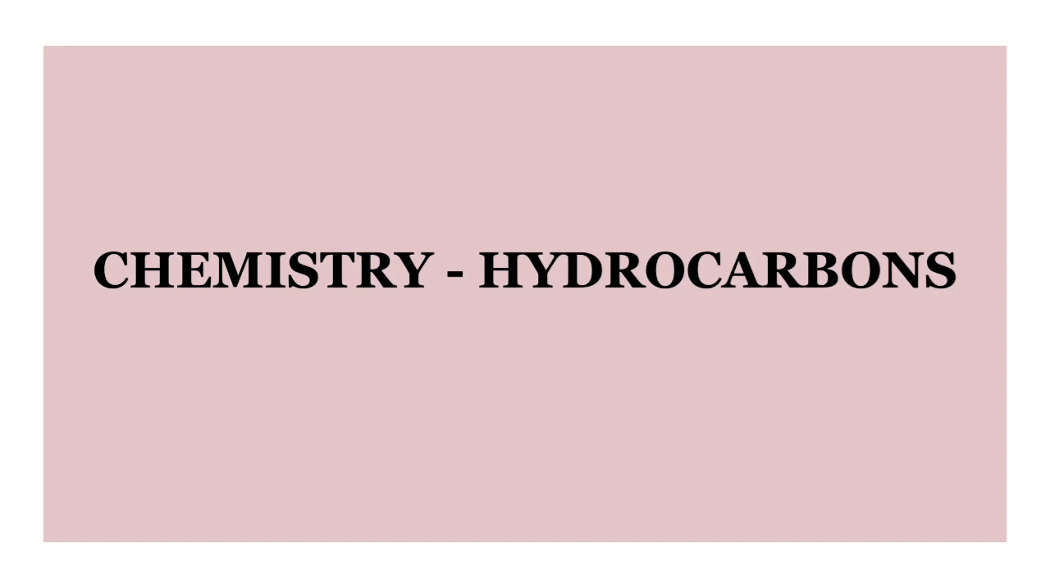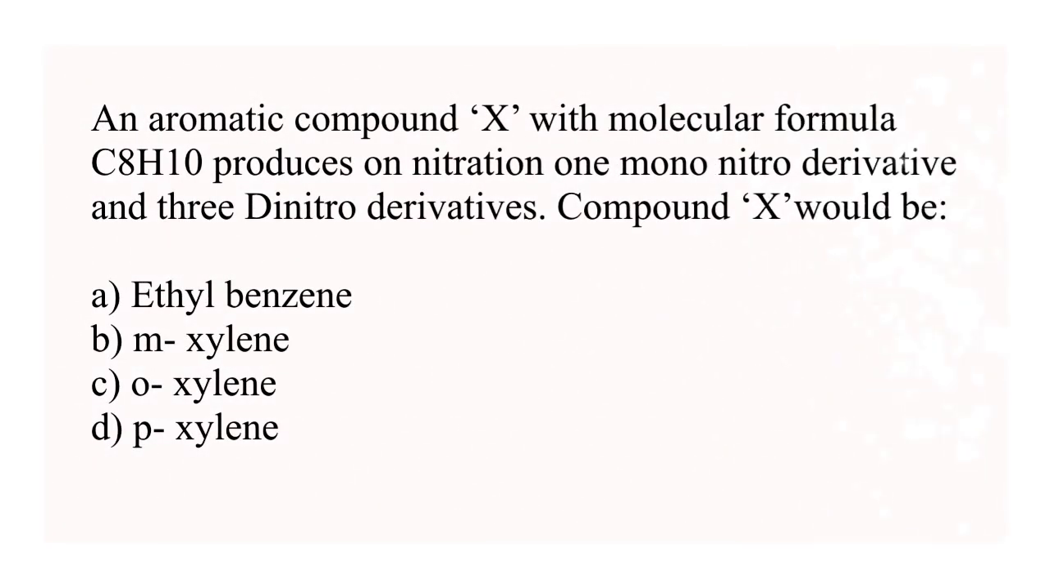Moving on to chemistry, we will be dealing with a question from hydrocarbons, which is also a very vast and favorite topic for those setting the questions for NEET. So the question is, an aromatic compound X with molecular formula C8H10 produces on nitration 1 mononitro derivative and 3 dinitro derivatives. The compound X would be. So the options are ethylbenzene, metaxylene, orthoxylene, and paraxylene.